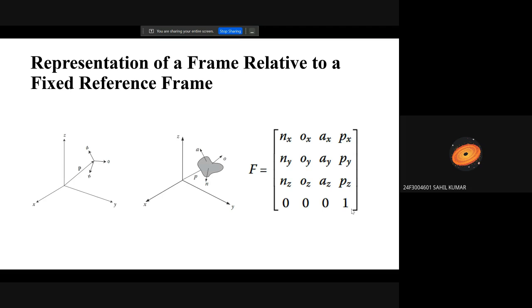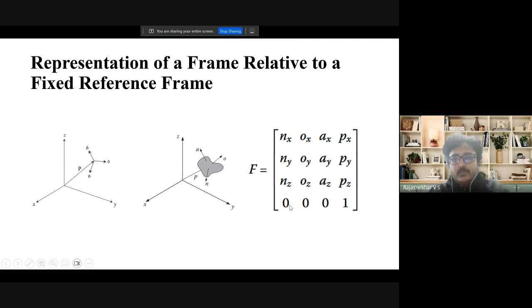Sir, can you repeat the fourth row representation? Yeah, this fourth row 000 is a perspective matrix. The same thing is used in computer vision also. If you are using it in computer vision, this won't be 0. The image can be skewed up. You can convert a rectangular image into a pentagonal image. The shape of the image can be changed. So that happens using the perspective matrix.